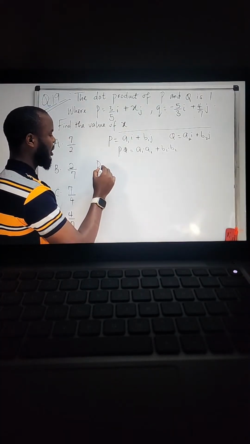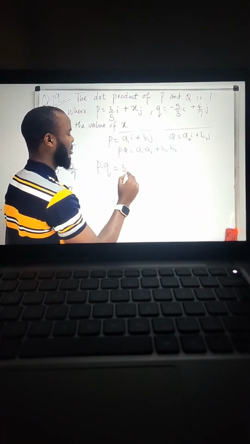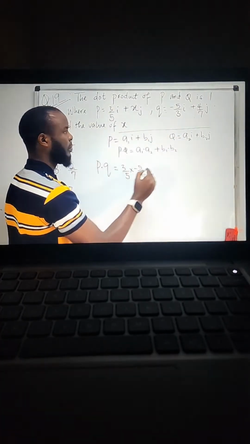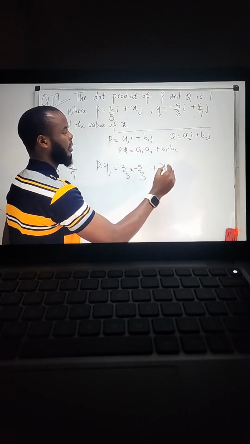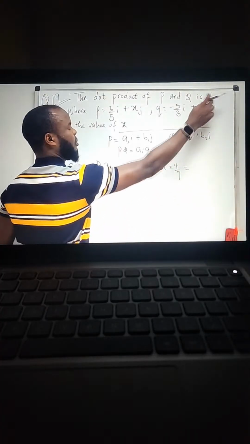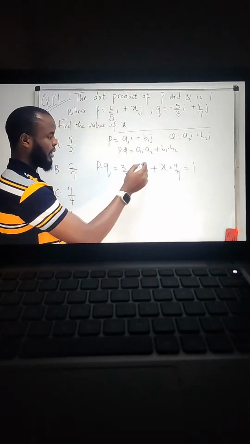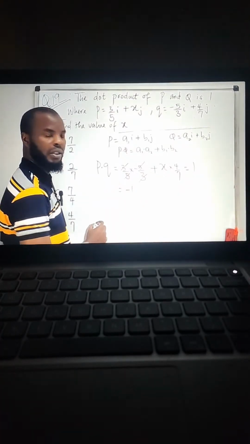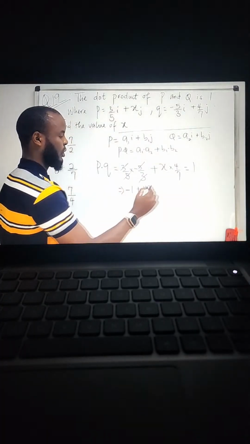So here we have P times Q. For i, the coefficient here is 3 over 5, multiplied by the coefficient of i here, which is negative 5 over 3, plus the coefficient of j, which is x, times the coefficient of j here, 4 over 7. And we are told that the dot product is 1. So now, 5 cancels out 5, 3 cancels out 3. Here we have negative 1 plus 4x over 7 equals 1.